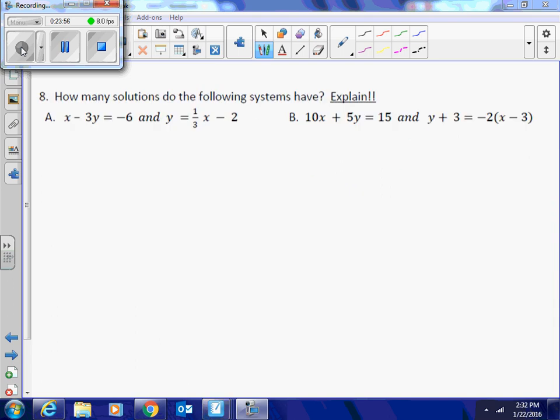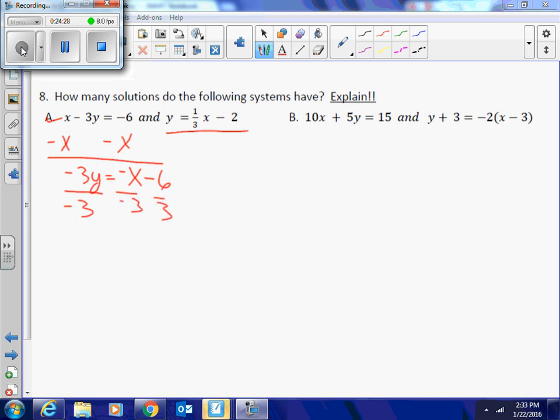In question 8, we are to find how many solutions the systems have, and we're supposed to explain as well. Well, one of the easiest things you can do is get both equations into slope-intercept form. I can see that the second equation is already in that form. So let's take our first equation and get it that way. Let's subtract x from both sides, and I've got minus 3y is equal to minus x minus 6. Now let's divide every term through by -3.